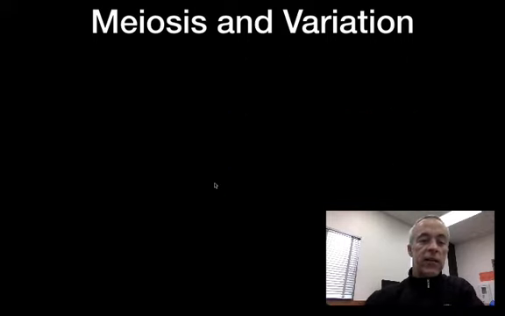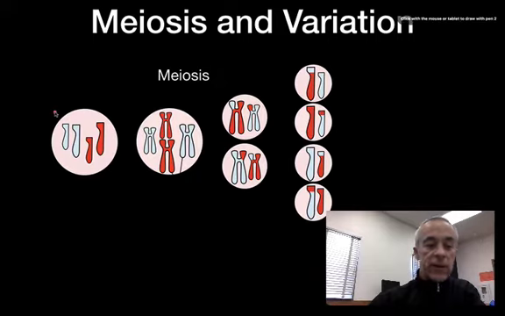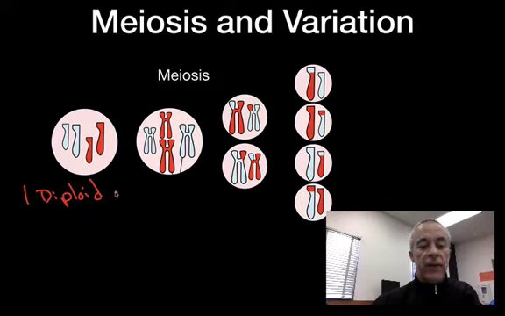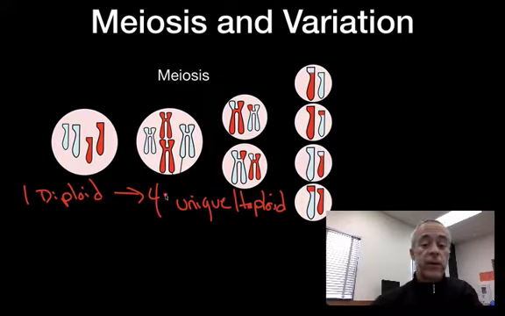Meiosis, however, is a little bit different. It's a little bit more complex. Before I go into this diagram, let's talk about the overall process of meiosis. It starts very similar to mitosis in that we start with one diploid cell, but that's pretty much where the similarities end. Instead of ending with two diploid cells, we end up with four unique haploid cells. And by unique, I mean they all have different genetics, or different DNA, found within them.